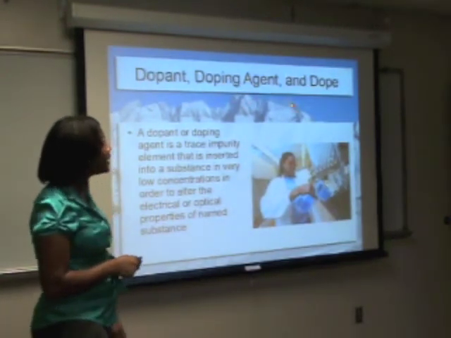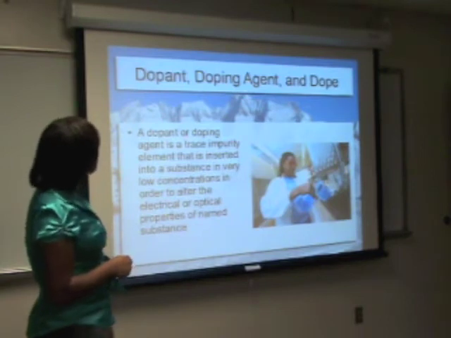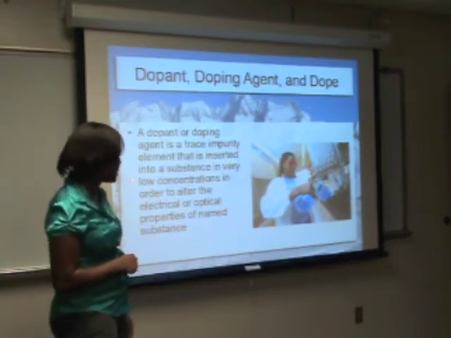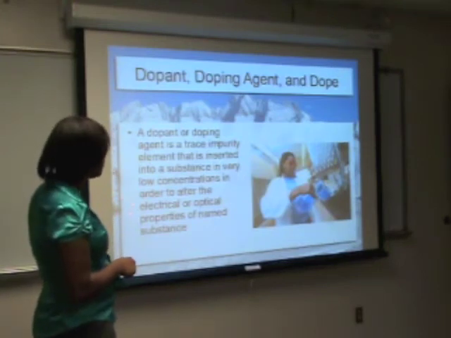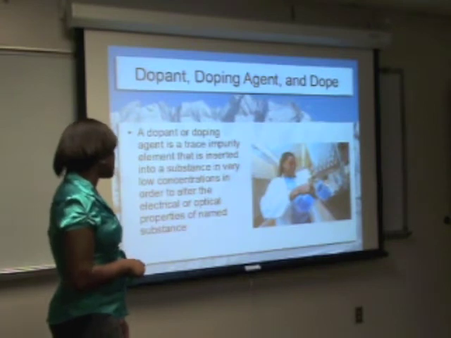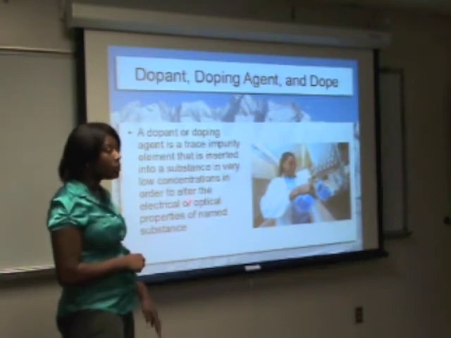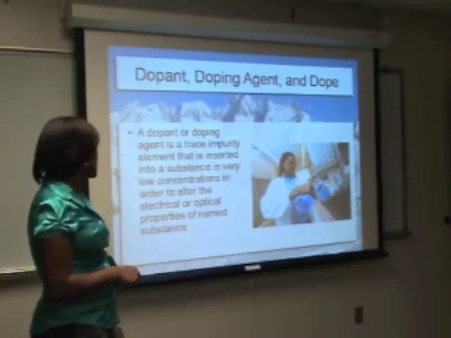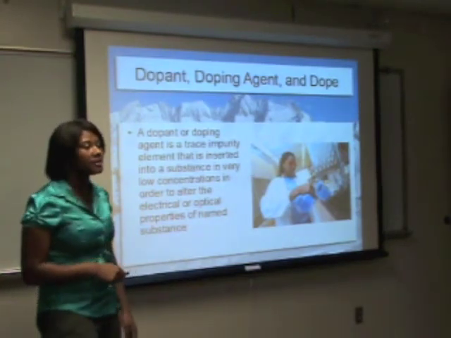Doping agent, and dope. A dopant or doping agent is a trace impurity element inserted into a substance at very low concentrations in order to alter the electrical or optical property of the substance. So, like I said in the beginning, I will be working to alter the electrical properties of this material, not so much the optical properties.